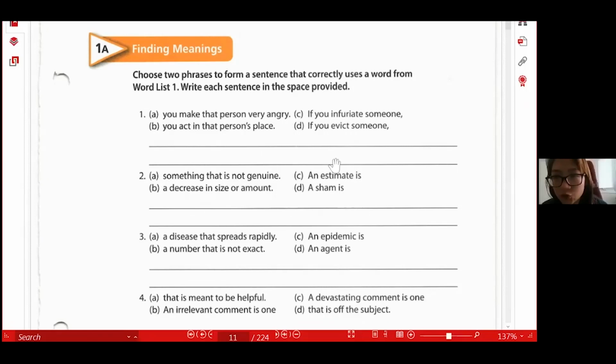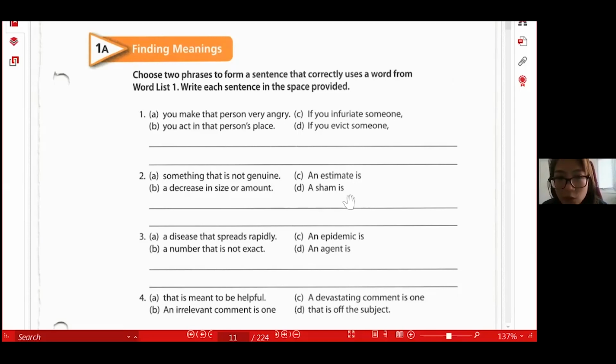Next one, Nicole, would you like to try number 2? Just choose 2 sentences that make sense, 2 out of the 4 sentences. Is it something that is not genuine? What is something that is not genuine? Is it an estimate, or is it a sham, a decrease in size or amount? I don't understand.